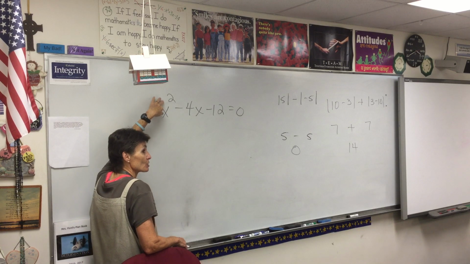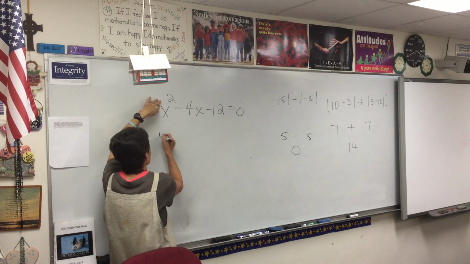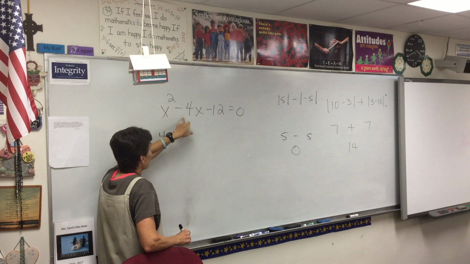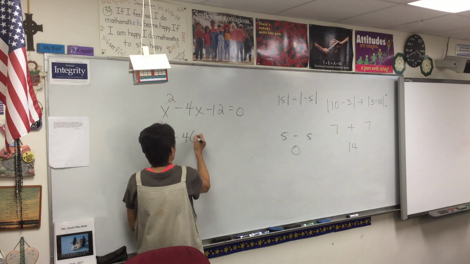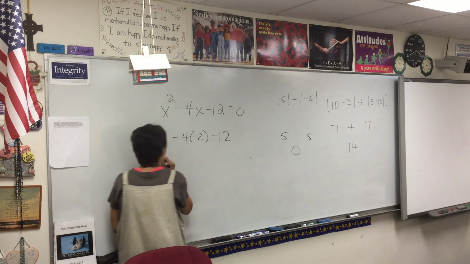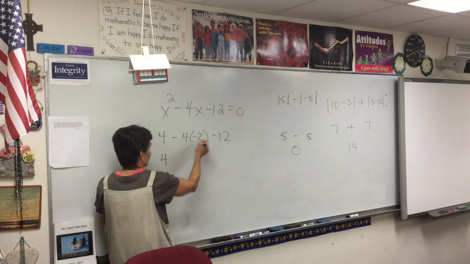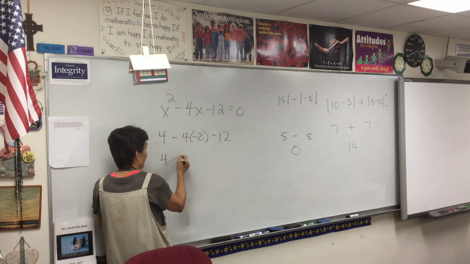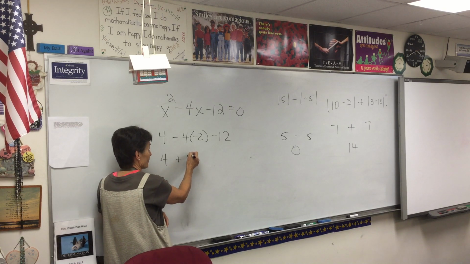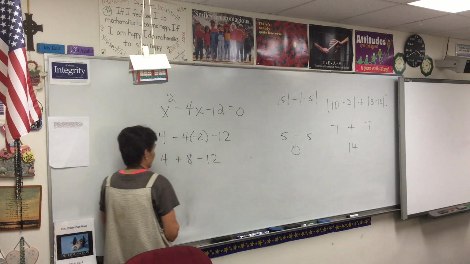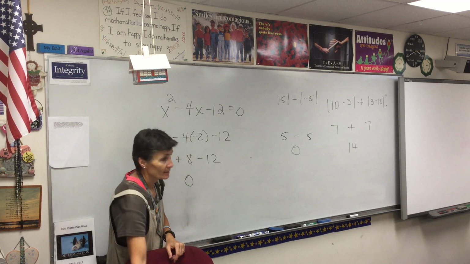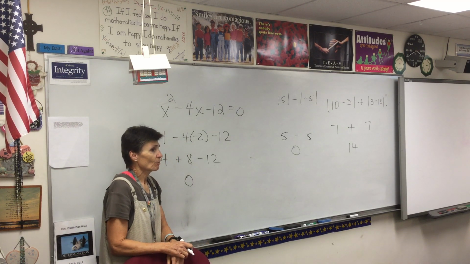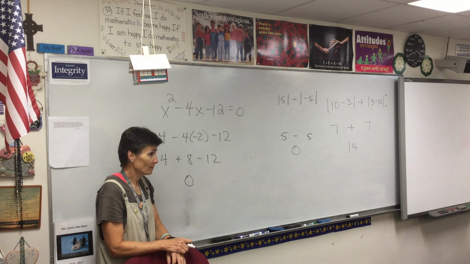Negative 2 squared. 4. Minus 4 times negative 2. Be careful. What is that? 8. Positive 8? Yes. Yeah, get you 0. So is it a solution? Yeah. Yeah, it's a solution. That's great. That's actually probably the quickest way to do it, but it's not the only way.